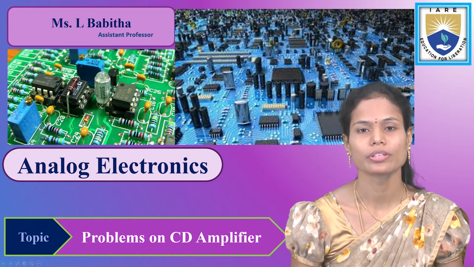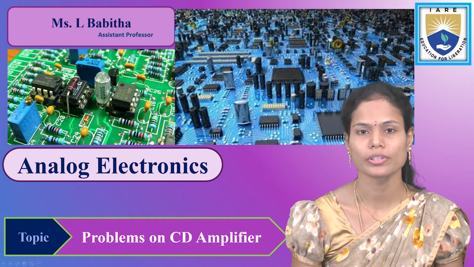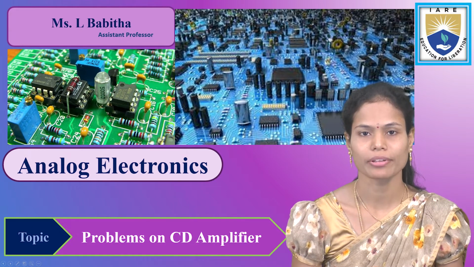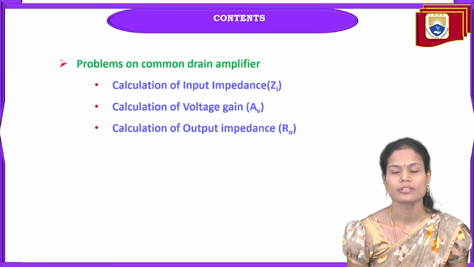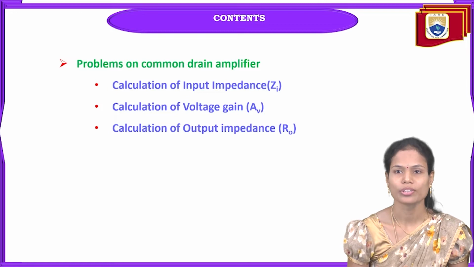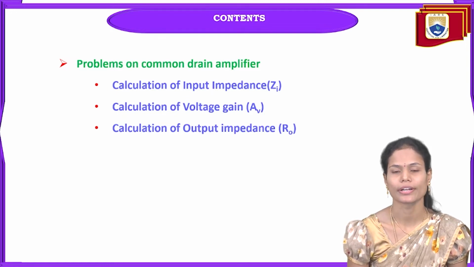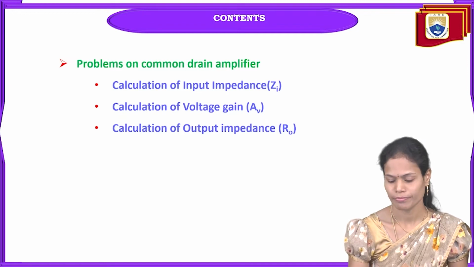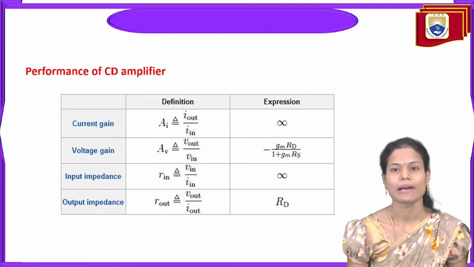In this session, we are going to discuss the problems related to common drain FET amplifier circuits. In this common drain amplifier, we are going to calculate the input impedance, the voltage gain, as well as the output impedance of the given common drain amplifier circuits. In order to calculate these parameters, we require the formulas for the common drain amplifier.